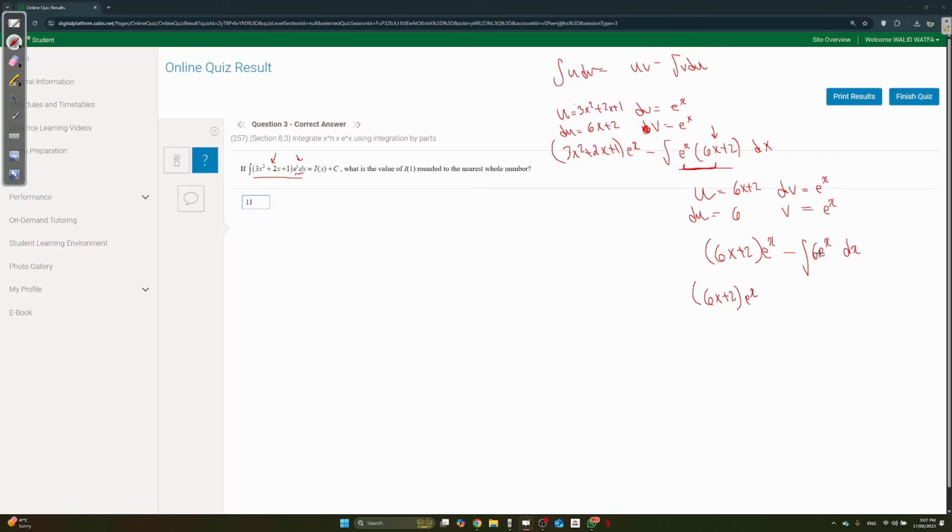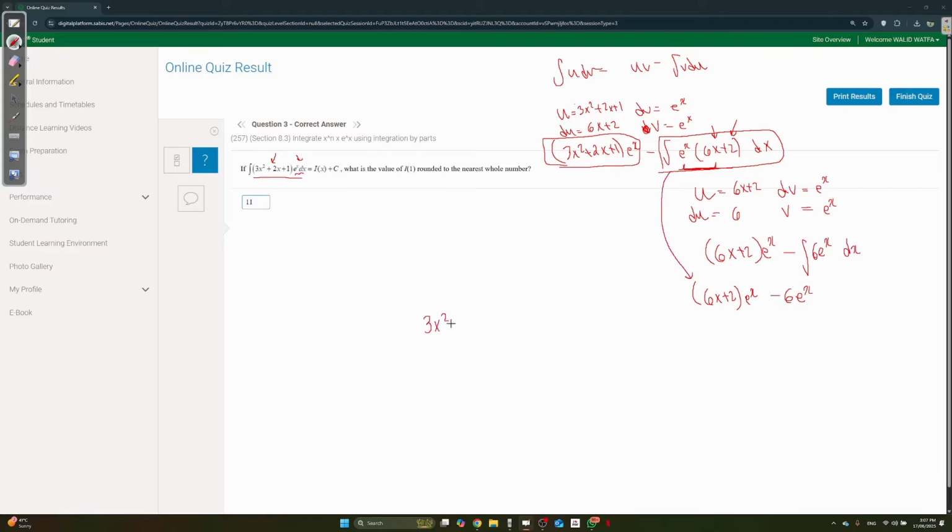We can do this integral. What's the integral of 6e to the x? It's just 6e to the x, right? Take the 6 out, and then you just have the integral of e to the x, which is just e to the x. Okay, so we figured this part out, right? We then said we have to integrate this, and we found the integral of this to be this.